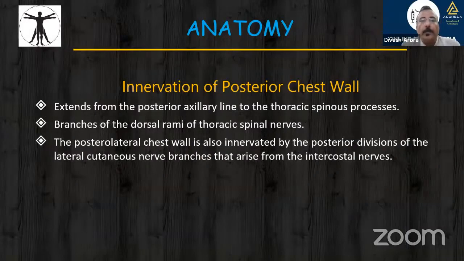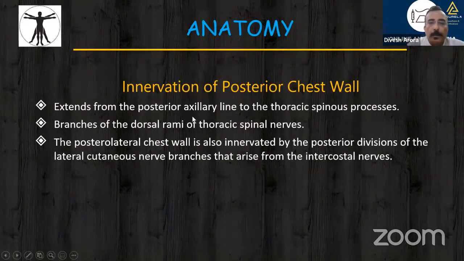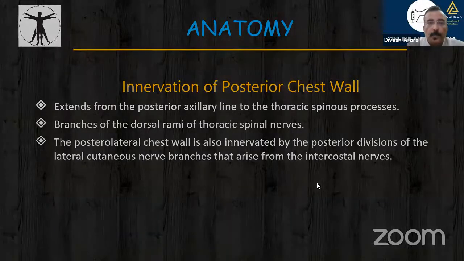So let's look at the anatomy of the chest wall. We'll start with posterior and come towards anterior region. Posterior chest wall extends from the axillary line, that is the posterior axillary line, to the spinous processes. It is generally supplied by the dorsal rami of the thoracic spinal nerves. Additionally, it also receives branches from the posterior divisions of the lateral cutaneous branches that arise from the intercostal nerves.